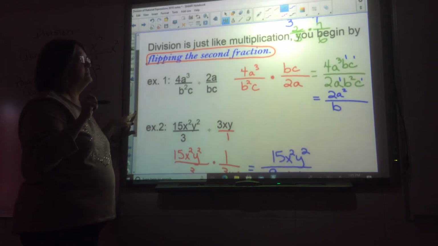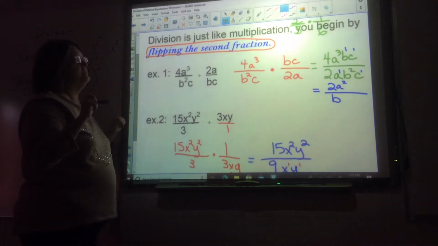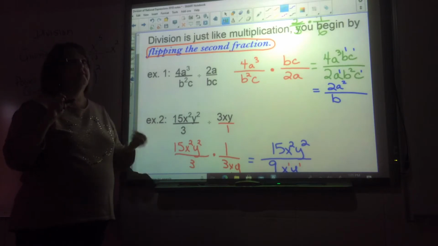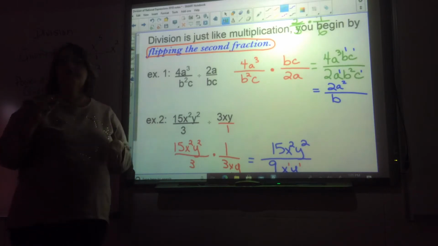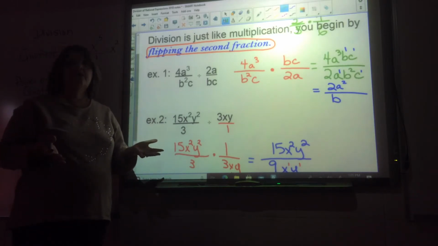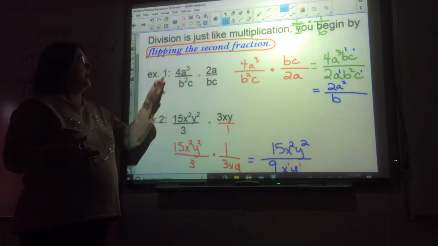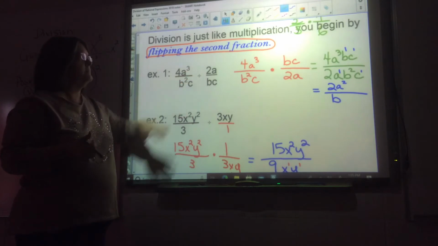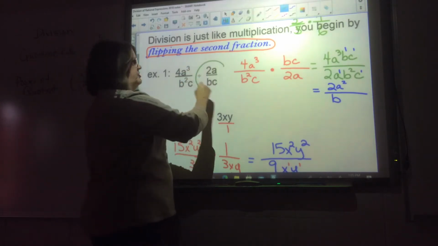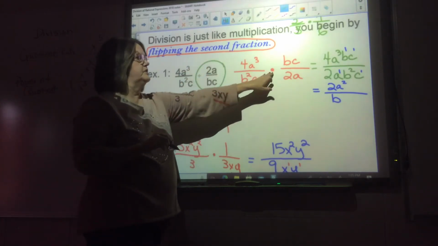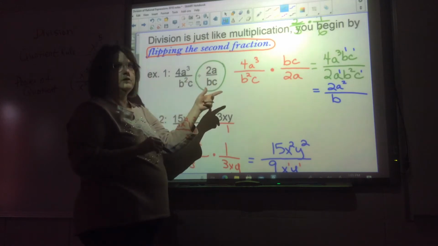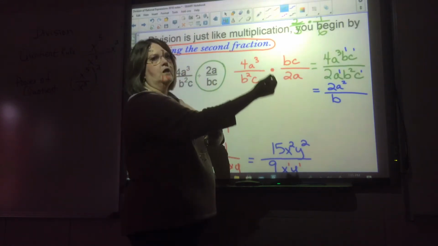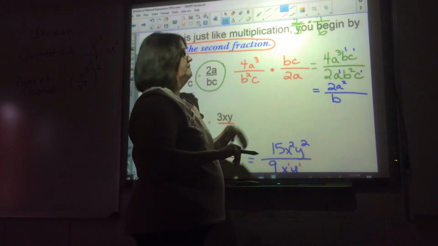Division is just multiplication. You just begin by flipping the fraction that follows the division sign. So if it follows the division sign, you flip it. So 4a to the third, b squared c, divided by 2a over bc. You're going to take this fraction right here. You're going to change it to multiplication. You're going to flip this one. Going to put it over here. It's bc over 2a.